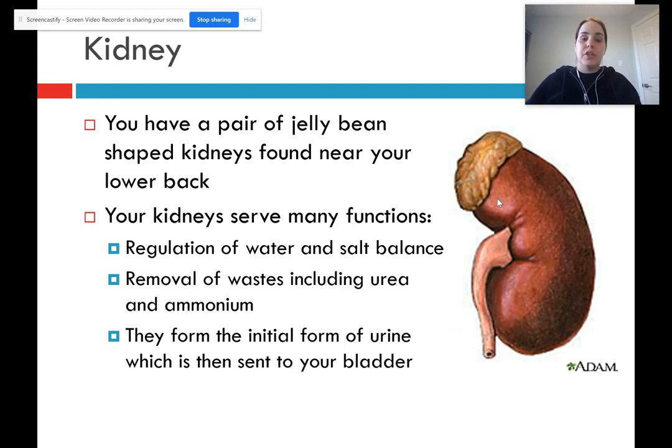Your kidneys serve a lot of functions. One, they make sure that you have regulated water and salt in your body, so you have enough water in your body and enough salt in your body. They help us remove really harsh waste, especially nitrogen-containing waste called urea and ammonia. You get rid of those. That's what gives your urine that distinctive smell, these nitrogen-containing wastes. And they also form urine, which is then sent to your bladder, stored in your body until you are going to expel it.